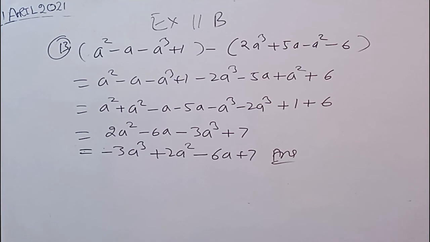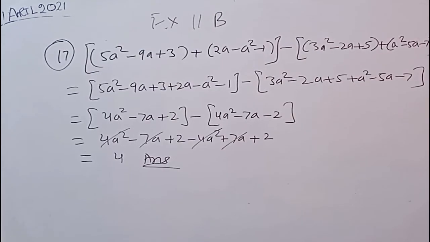And whenever we add, we get 2a square minus 6a minus 3a cube plus 7. Right, in the descending order of the power of a, we will get minus 3a cube plus 2a square minus 6a plus 7. In that manner, you will do question number 13.